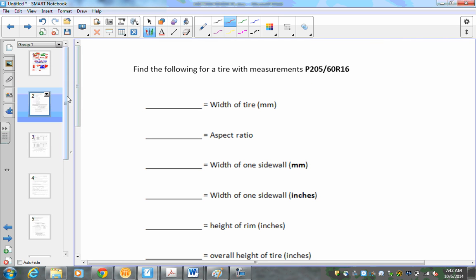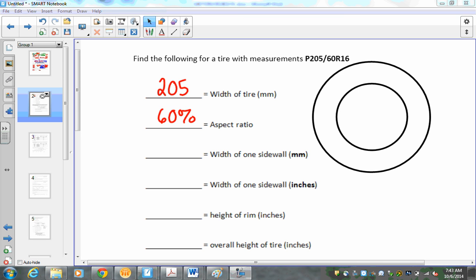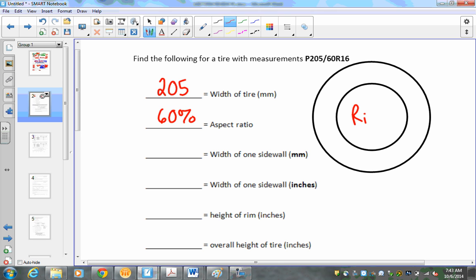Following for tire measurements. So the stuff that we need, the width of the tire, that's 205. The aspect ratio is 60%. All right, so let me draw my tire just so we can understand what I'm solving for. All right, here's my tire here. Of course, you guys know a tire. Hopefully, you've seen one before. This is my rim, and the outside is my actual tire itself.